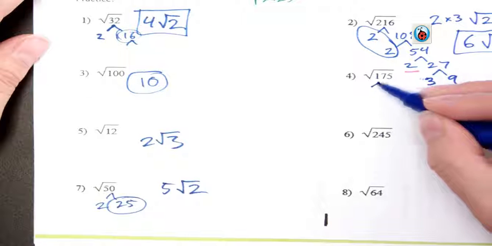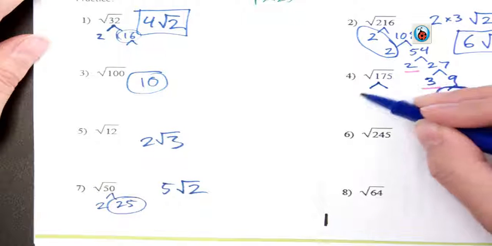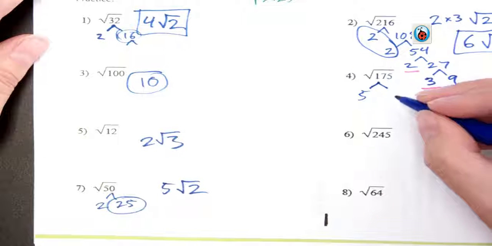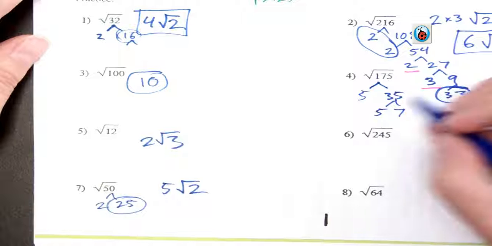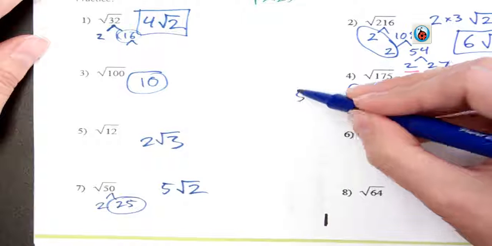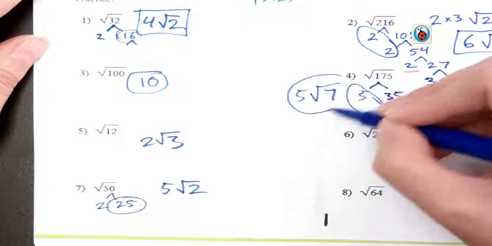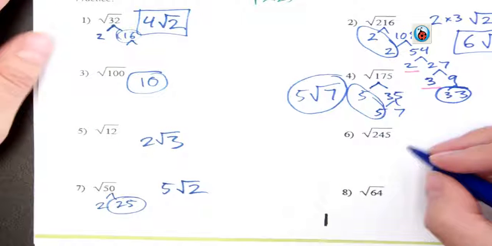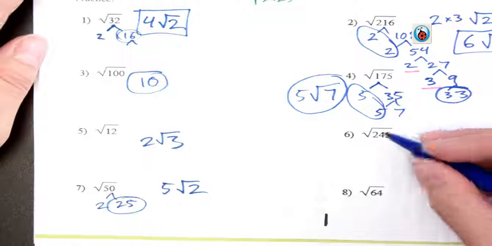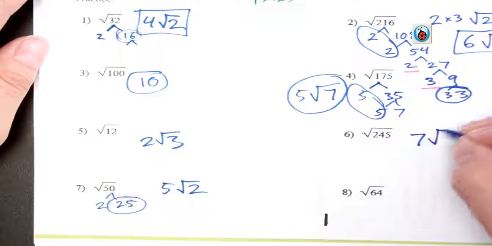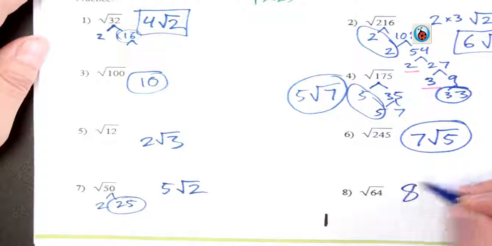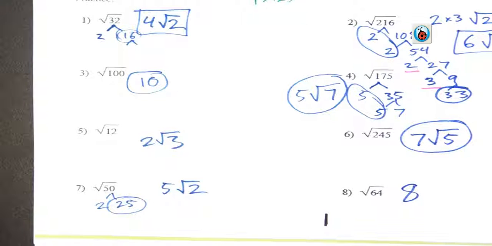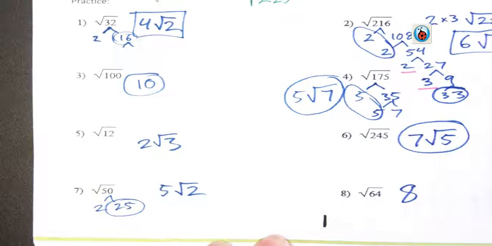175. I would pull out calculator again for this. It ends in 5, so I'm going to divide by 5 first. 5 and 35. 5 and 7. So my answer is 5 root 7. Alright, this is another one. Make sure to show your work for it. The answer comes out to 7 root 5. 64, perfect square. That is root 8. Whole number 8.